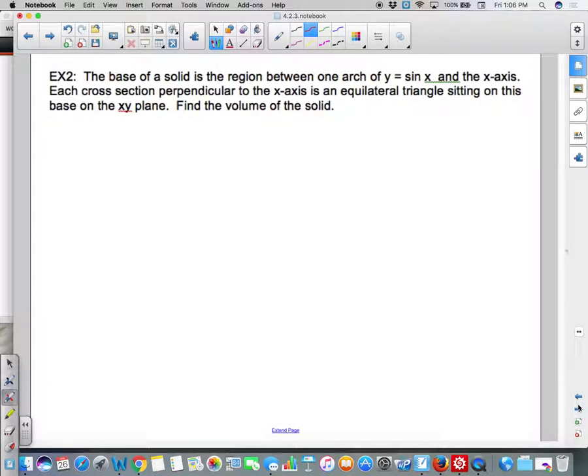All right, so the base of the solid is the region between one branch of sine x and the x-axis. So I'm going to draw you a picture of sine x and the x-axis. That would be like this hump right here. And where does sine x end here? Pi. The sine of pi is 0. So we're talking about this. Let's read the rest of the question.